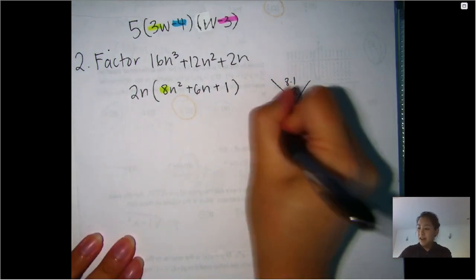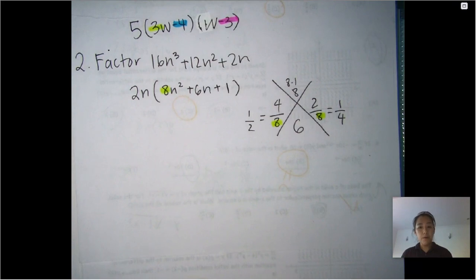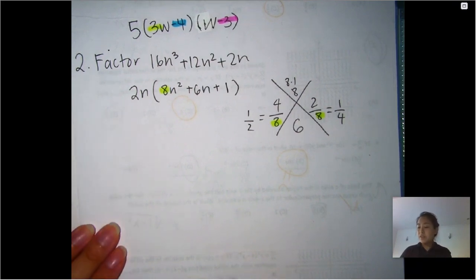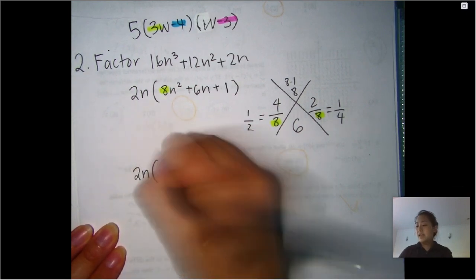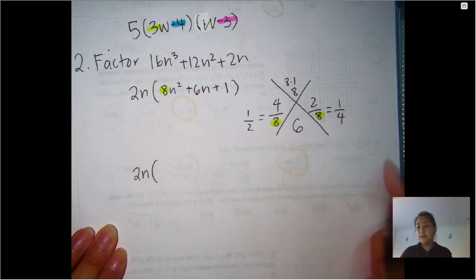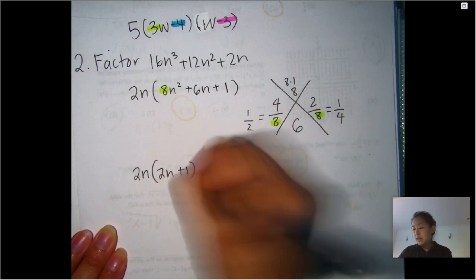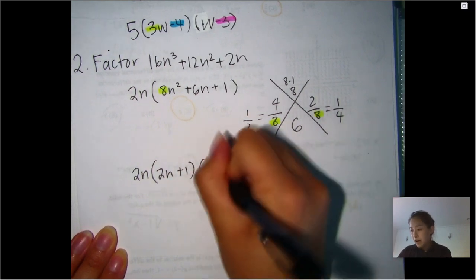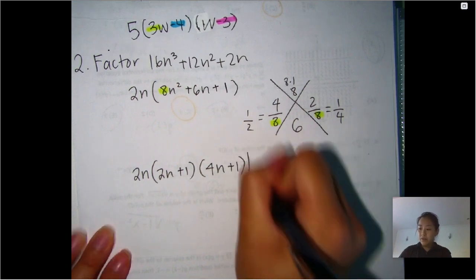Then we simplify. This simplifies to 1/2. This simplifies to 1/4. And then we do bottoms up. So again, we start by putting our greatest common factor on the outside. We have 2n on the outside, and then we bottoms up. So then 2 comes up to be in front of the n. So we have 2n plus 1 times 4n plus 1. And so then that's our factored form.